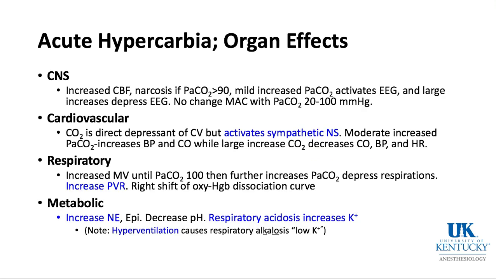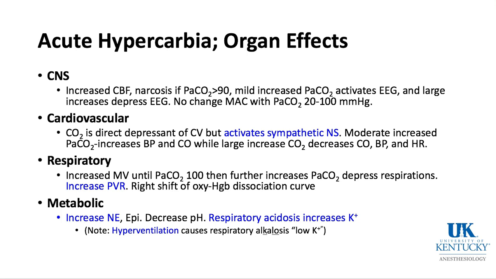Some organ effects in the brain. Increased CO2 results in increased cerebral blood flow. If the CO2 is very high, narcosis can occur, and large increases in CO2 can depress the electroencephalogram. It takes really large changes, high PaCO2, for MAC to be altered. In fact, between about 20 to 100 millimeters of mercury of PaCO2, there's no change in MAC.